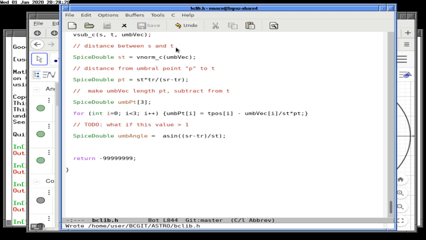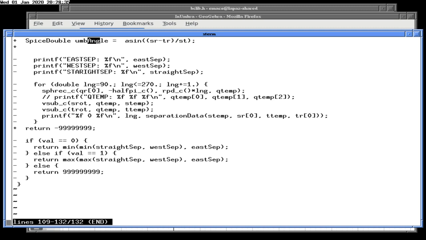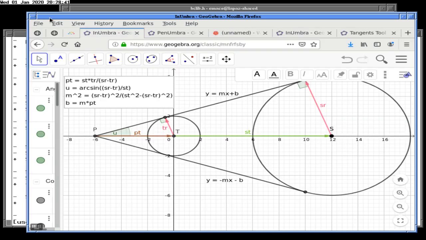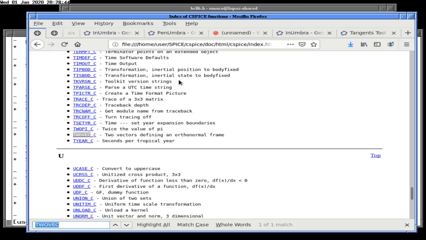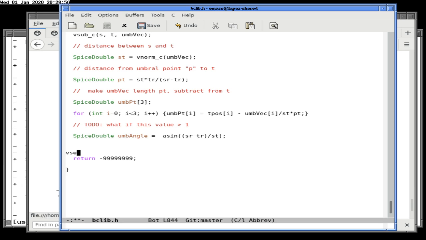I'm being lazy here. There's a really easy way to do this. Oh right, that's part of the diff. I think it's vecang C or something. I always forget what it is, though. Vec sep. Sep vec? V sep. V sep C. Okay. And that's going to be the vector of separation between the umbral angle and... this is actually going to also return... we're going to call this angle Q, and since this returns a double, we can just assign it the way we want to here.